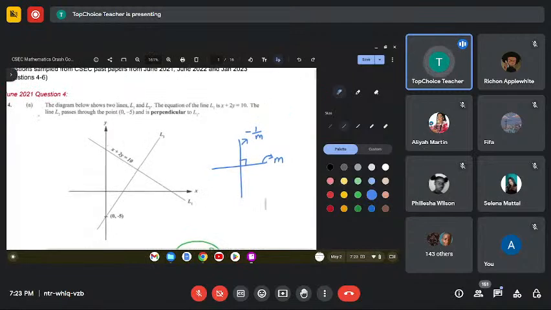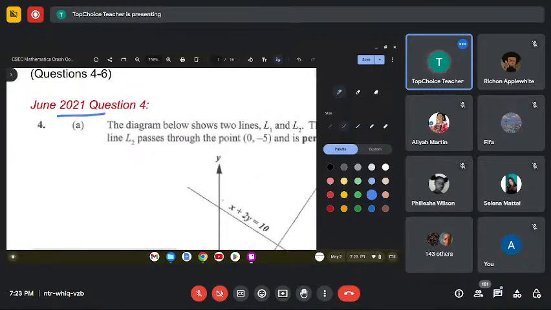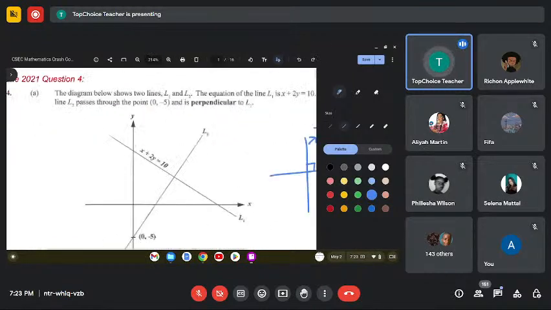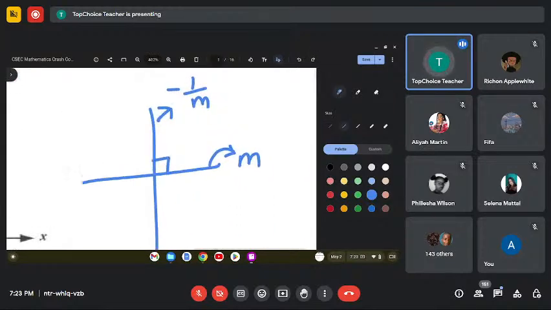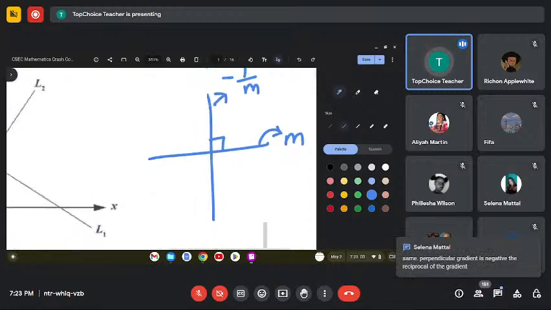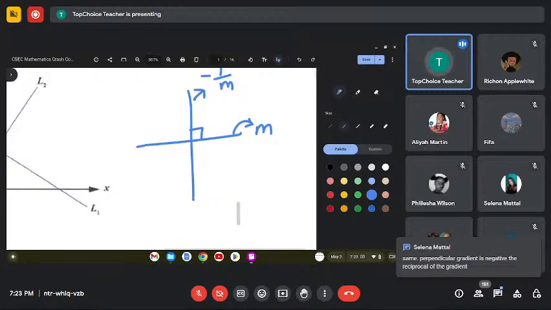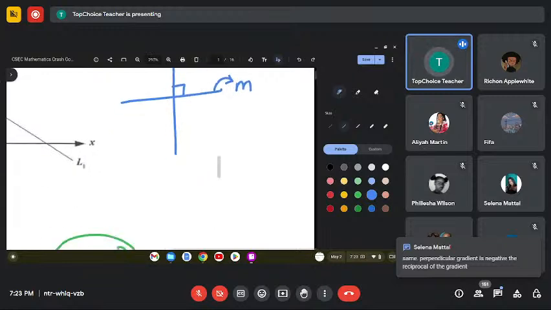Look at it. It's a recent question. So they expect that you should be able to do these things. So what I have done here is I showed you a rule for perpendicular lines. Let me just take a minute to show you something else.